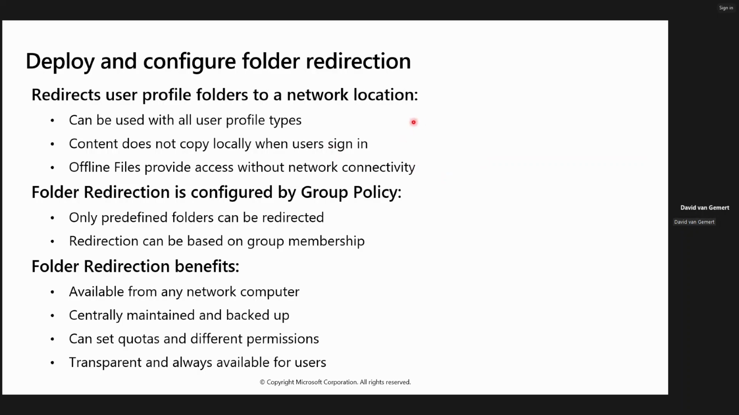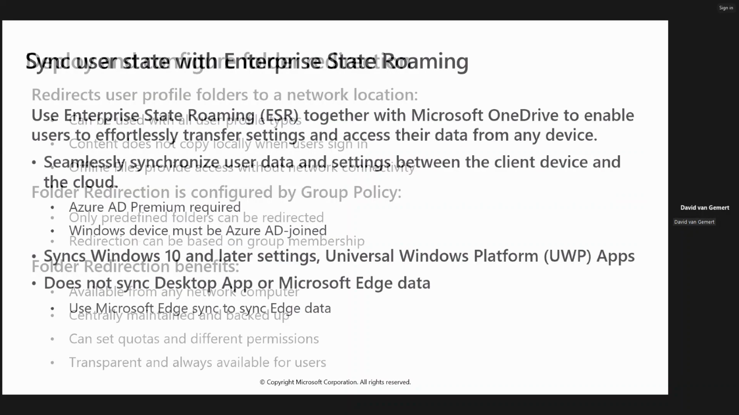Okay, so folder redirection. Redirect user profile folders to a network location, can be used with all user profile types. Does not copy locally when a user signs in. And the offline files provide access without network connectivity because they are cached on the user's computer. We configure it through group policy. Available from any network computer. Centrally maintained and backed up. You can set quotas and different permissions. And it is transparent and always available for those users. And remember, it's the traditional way of managing our user data.